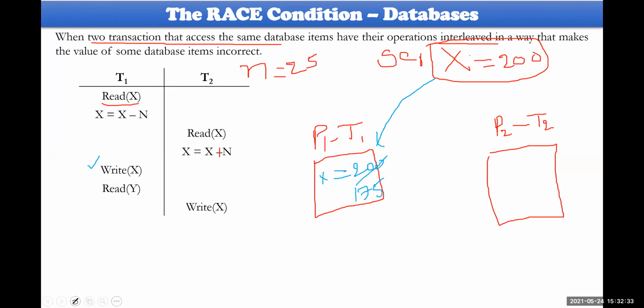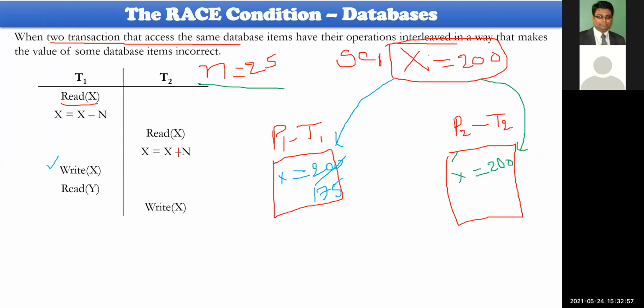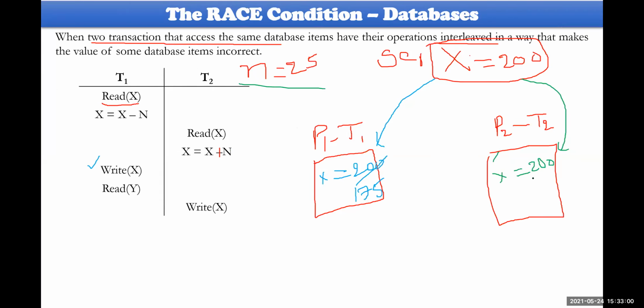Transaction T2 reads the data from the database. Right now x equals 200 again, and then x equals x plus n. Considering n equal to 25, whatever the value might be, it would be updated to 225. Now you can observe the instructions. Next instruction, after completion of this, write x. Yes, x has been written back to the server, which should be 175.